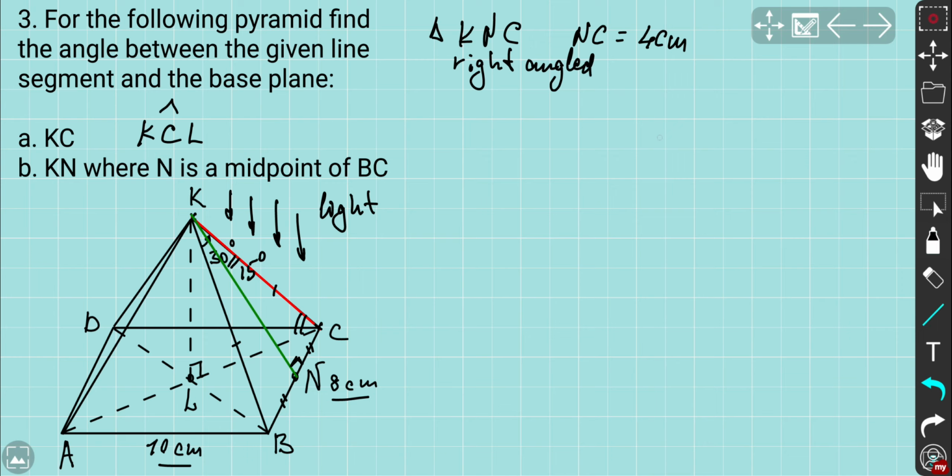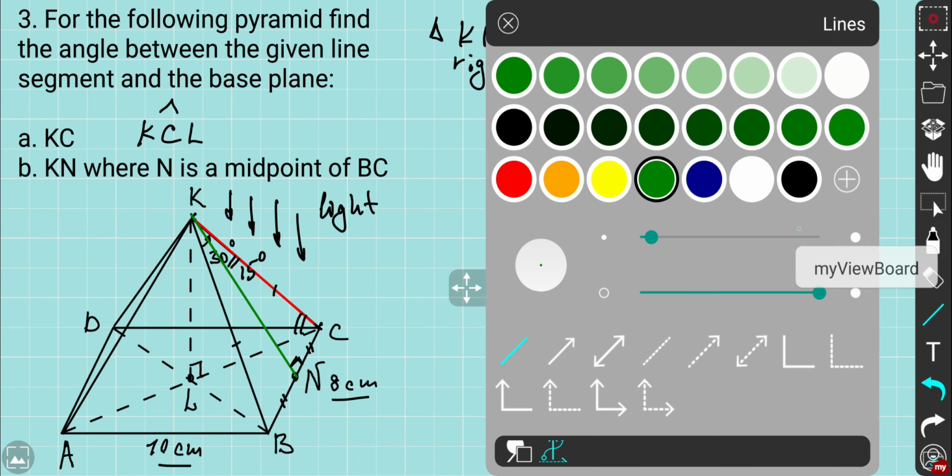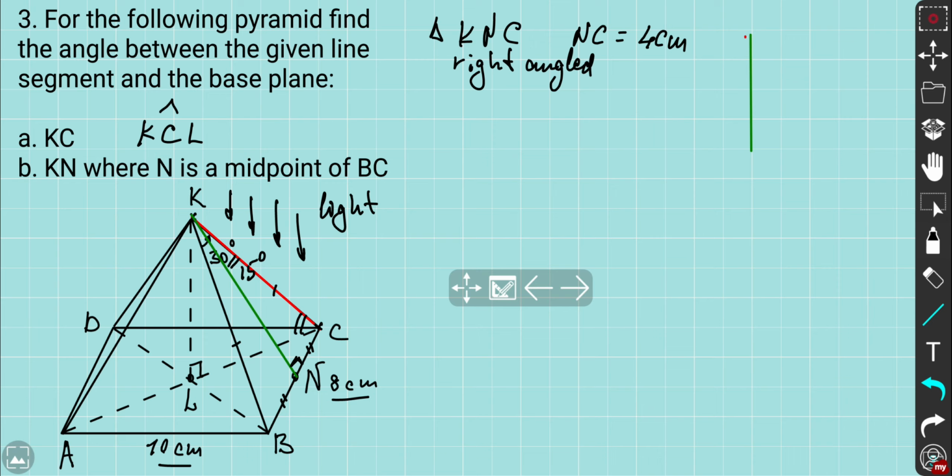So I just simply restore the image of that triangle. This is going to be KN, this is going to be KC, and the bottom part is going to be NC. Sorry, my bad. Okay, and that's point K. So we've got a 15 degrees angle and a side of 4, so we can figure out KC immediately.